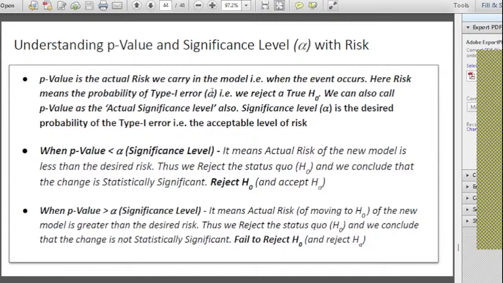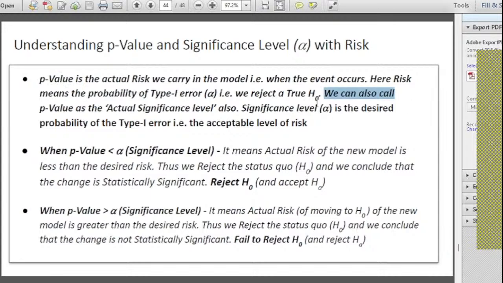Because I am ready to accept 5% error, but when the actual event occurred, I found out that the risk is only 3%. So I will be happy to take that. I will be happy to go with that event, right? That new event, which is only having 5% or 3% error, right? So that is called p value.